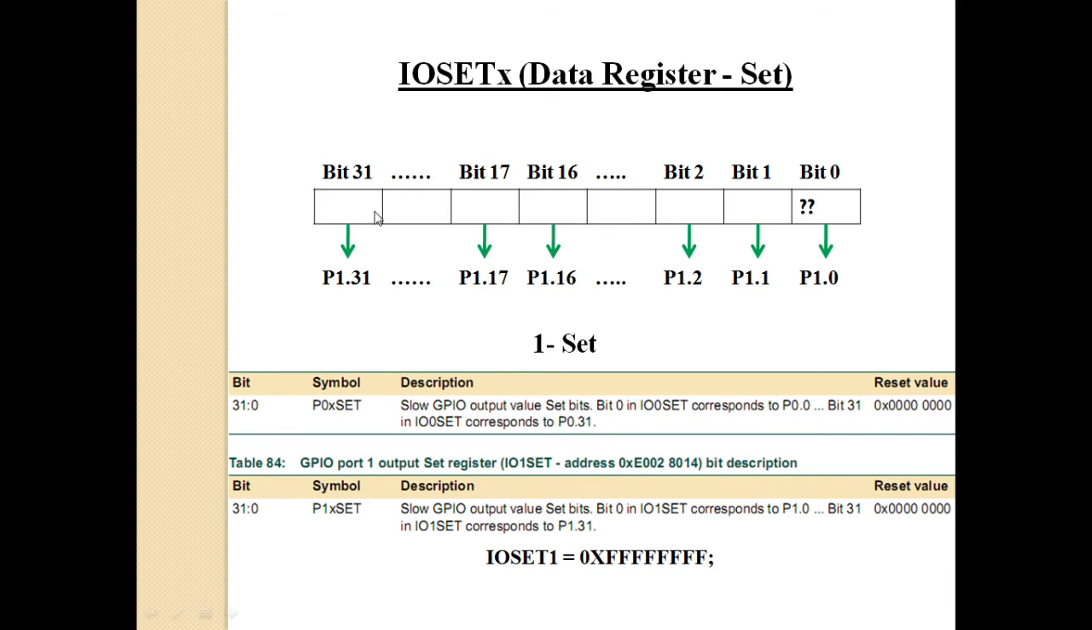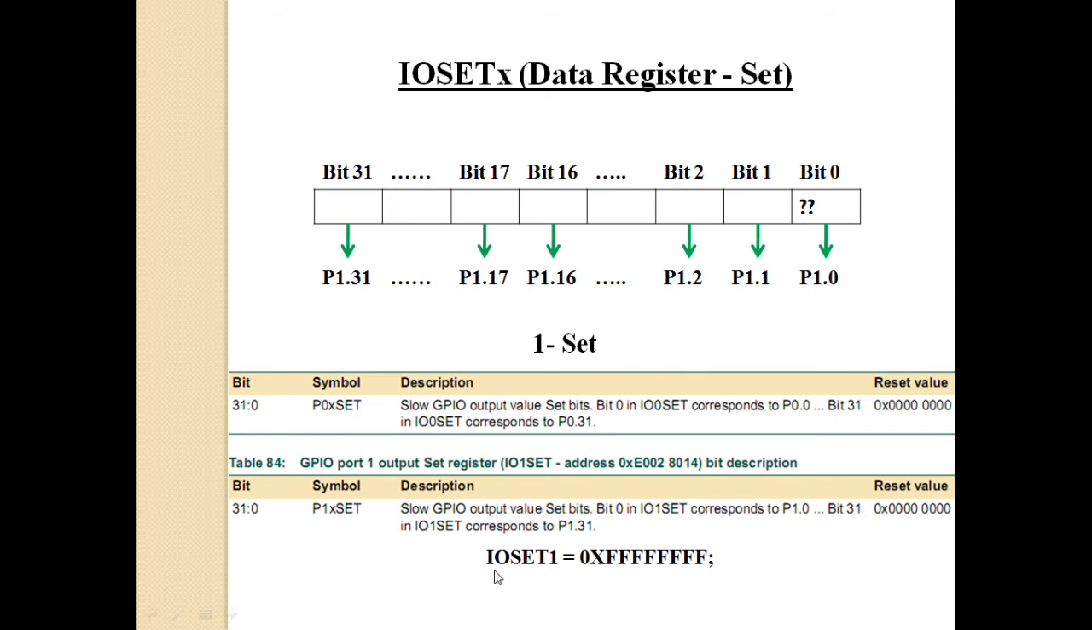So how will you make all the LEDs on? For bits 16 to 31, in all these bits you need to write 1. So what will be the hexadecimal equivalent? The remaining bits also I am writing 1. It is a don't care, because you only have pins from P1.16 to 31 in port 1.